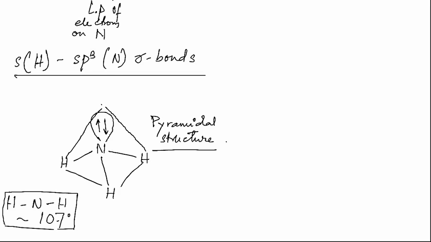So more precisely, we can represent the ammonia molecule and say that it has a trigonal pyramidal shape.